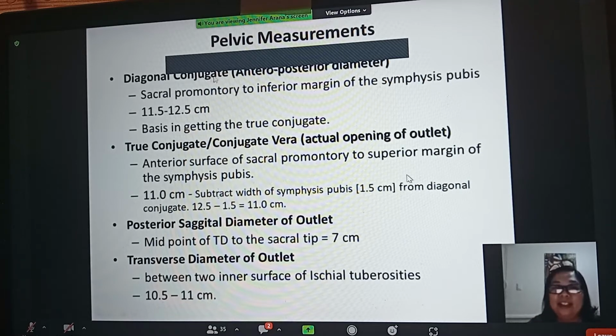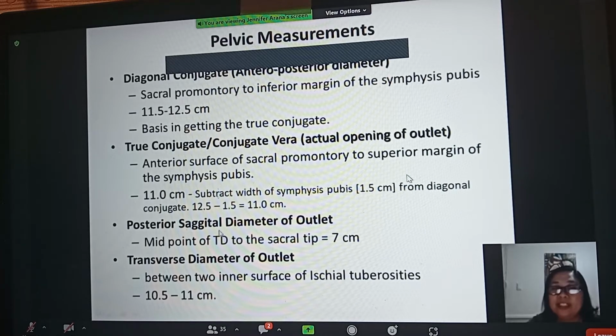Again, diagonal conjugate is the anterior-posterior diameter. It is measured from the sacral promontory to the inferior margin. Normal measurement, 11.5 to 12.5 centimeters. True conjugate is the actual opening of the outlet. It is measured from the anterior surface of the sacral promontory to the superior margin of the symphysis pubis. But you don't have to measure that. You just get the diagonal conjugate minus the width of the symphysis pubis, the 1.5, and then you'll come up with the average or normal value, which is 11 centimeters for the true conjugate.